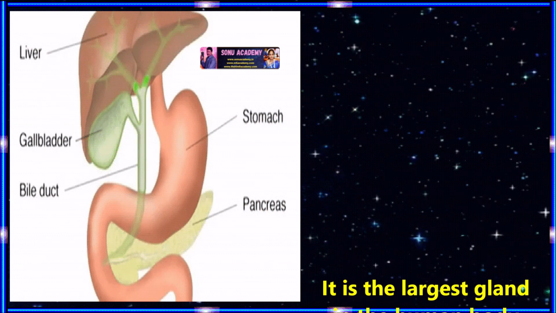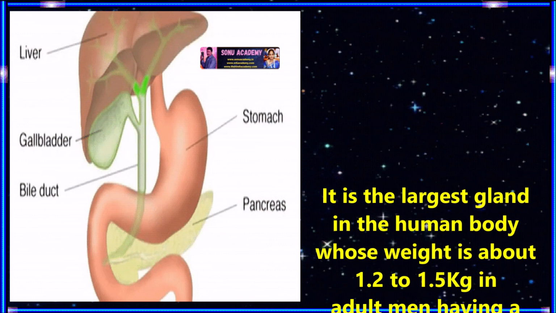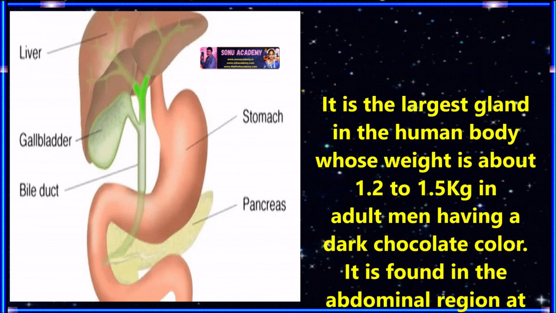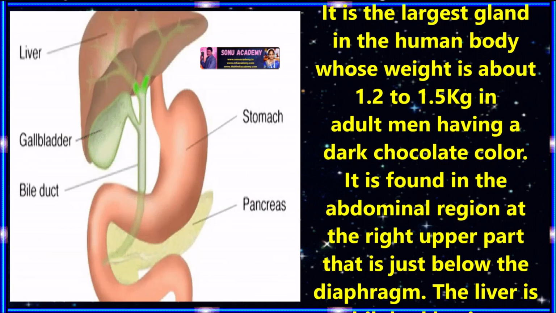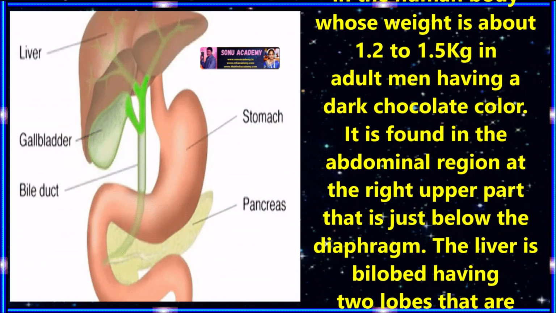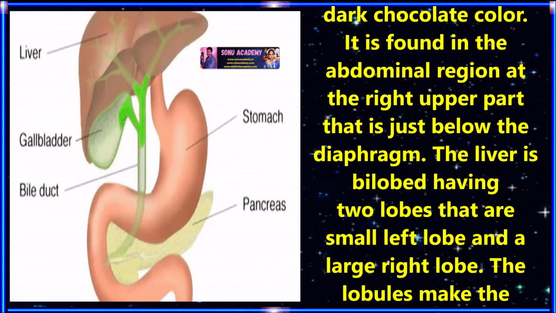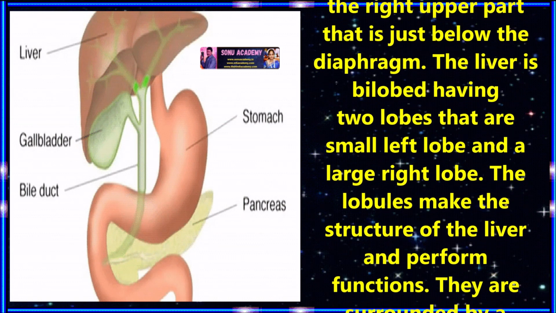Now let us discuss another gland, which is called the liver. The liver is the largest gland in the human body, whose weight is about 1.2 to 1.5 kg in an adult, in the abdominal region at the right upper part, just below the diaphragm. The liver is bilobed, having two lobes: a small left lobe and a large right lobe.